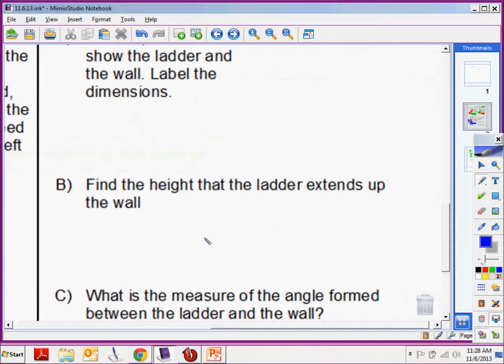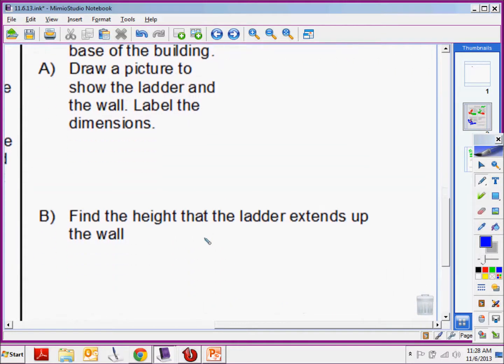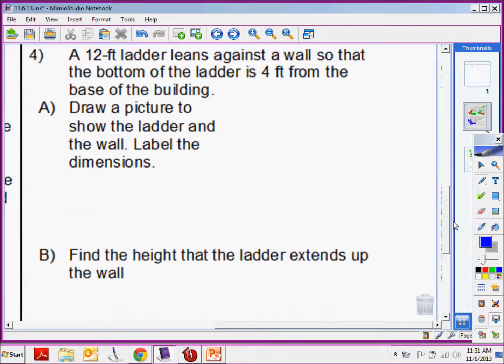All right, what I want you to do is work number 4 by yourself. I want you to draw your own picture, and I want you to actually solve B and C. All right, so what does your picture look like?